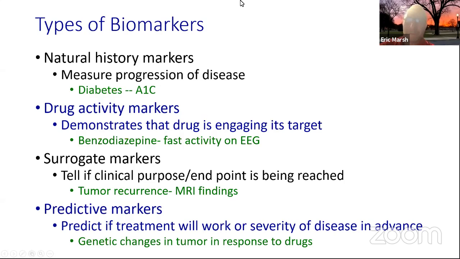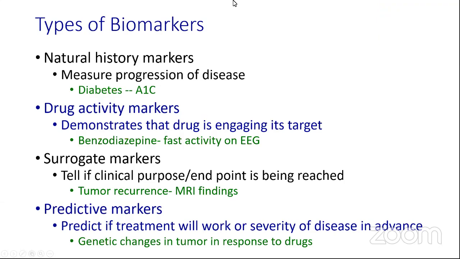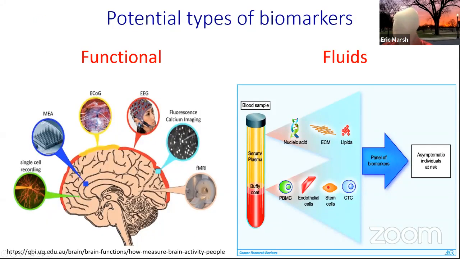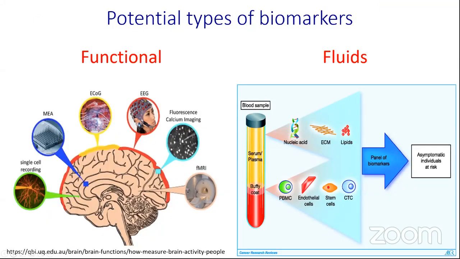Okay. All right, so there are many different types of biomarkers. Biomarkers can be used to track the progression of disease. And the best example of this, if anyone knows anyone who has diabetes, oops, can you go back one?